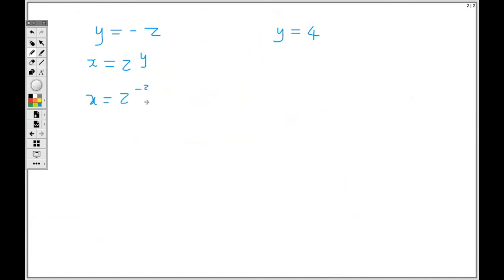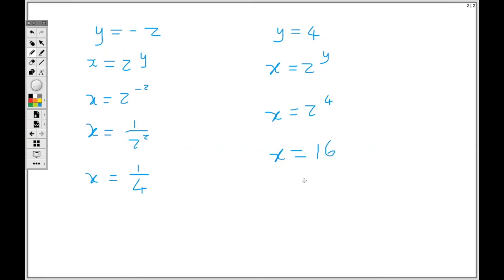Now 2 to the negative 2, if you're not sure, then you can use laws of indices where it becomes 1 over 2 to the 2. And that means x is equal to 1 over 2 squared, which is 1 over 4. Same case here, we're going to use x is equal to 2 to the y. So we're going to have x is equal to 2 to the positive 4, and 2 to the 4 is 16. And that's it.